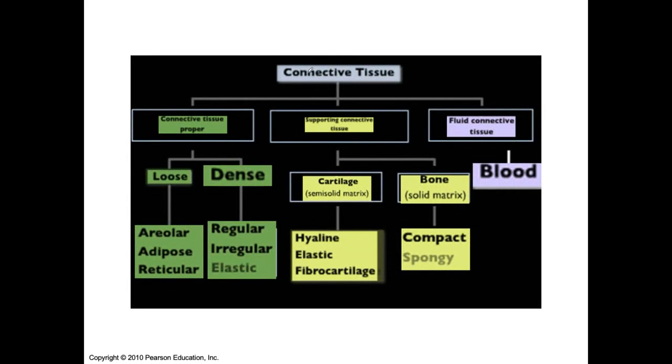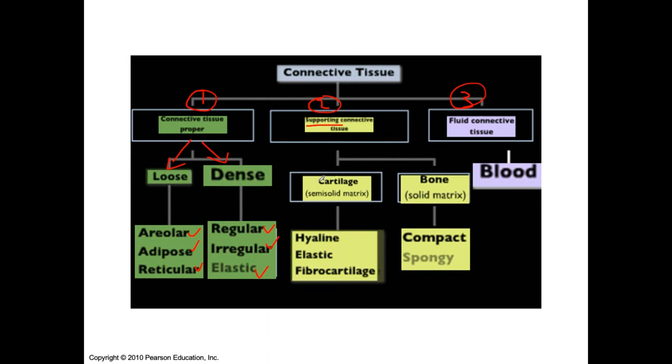Now that we've covered epithelial tissue, muscle tissue, connective tissue, and nerve tissue, let's do a quick review. Again, under connective tissue, we had three main categories. We had connective tissue proper, supporting connective tissue, and fluid connective tissue. Under connective tissue proper, we had loose and dense. Loose was areolar, adipose, and reticular. And under dense, we had regular, irregular, and elastic.